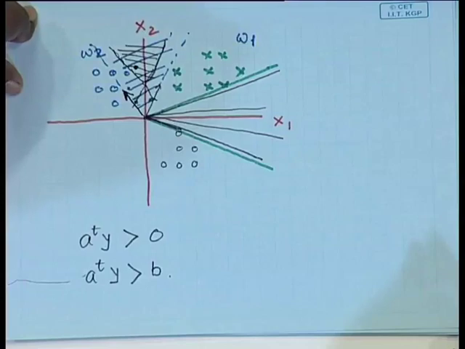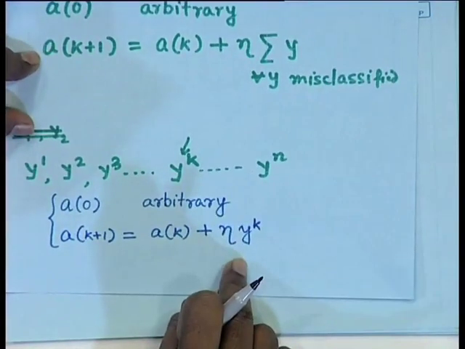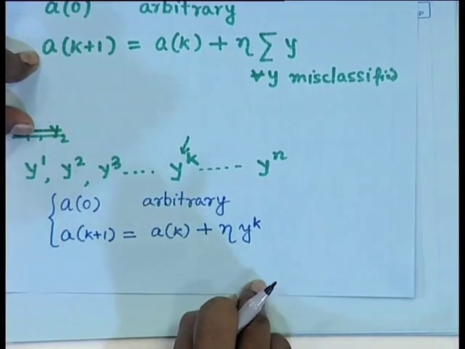So in this criterion, to decide whether this y k is classified or misclassified, I will not use A transpose y k greater than 0. Rather, I will say if A transpose y k is greater than b, then it is properly or safely classified. If it is less than b but greater than 0, it is properly classified, but still not safe.